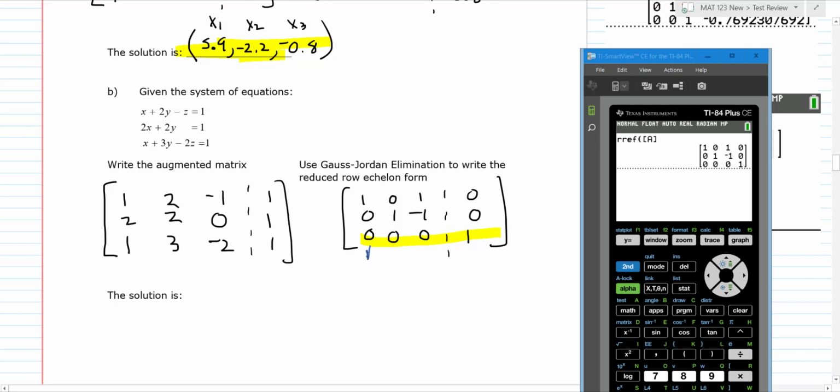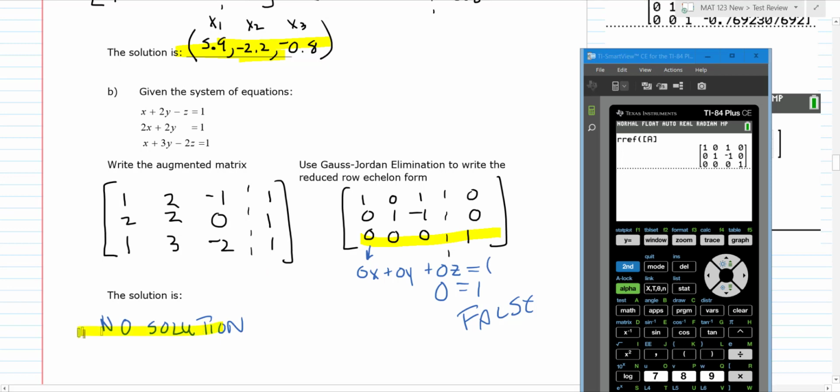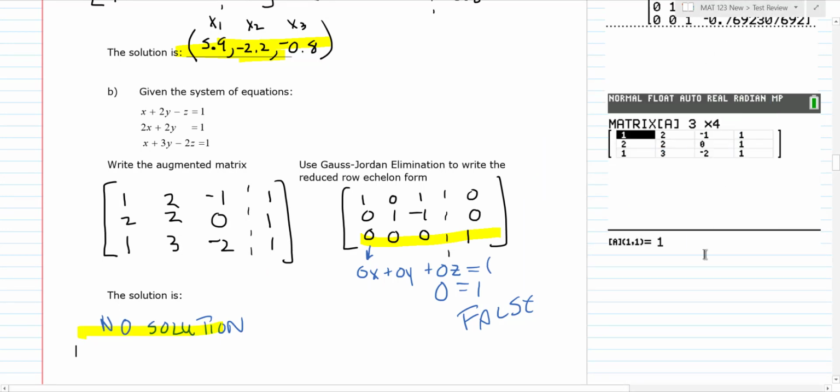Because what this is saying is 0x plus 0y plus 0z equals 1. So it's saying 0 equals 1, which is false. That means there is no solution to that matrix. So those are two things that can happen. Not going to worry about the all real number case. So you want to know how to use your calculator to do Gauss-Jordan elimination.